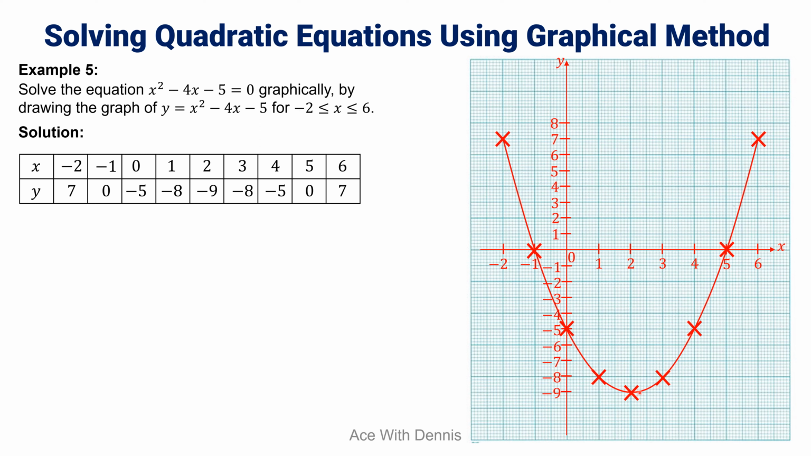Once I have this table, I can start to plot the graph. Take out the graph paper. From here, I can see that the x smallest value is 0, largest is 6.